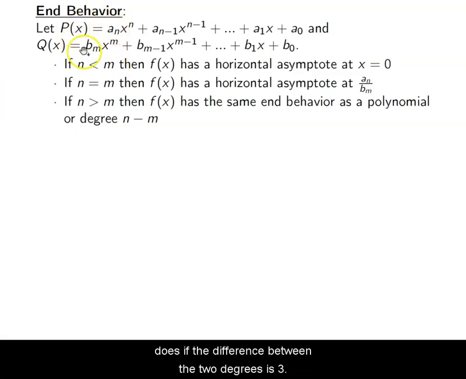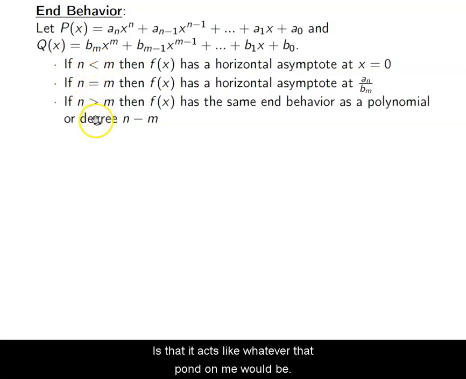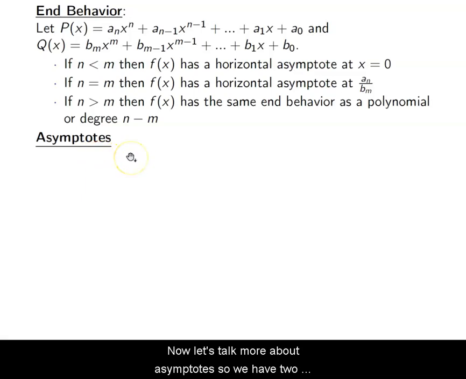It would start from the negative position and it would end at a positive position, right? It has the same behavior that a line does. If the difference between the two degrees is 3, then it acts like a cubic in the long run behavior, right? So the long run behavior when the numerator has a larger degree is that it acts like whatever that polynomial would be. Okay. So now let's talk more about asymptotes.